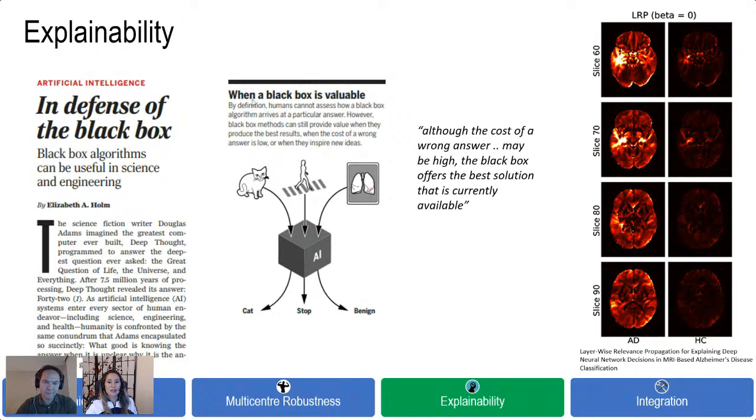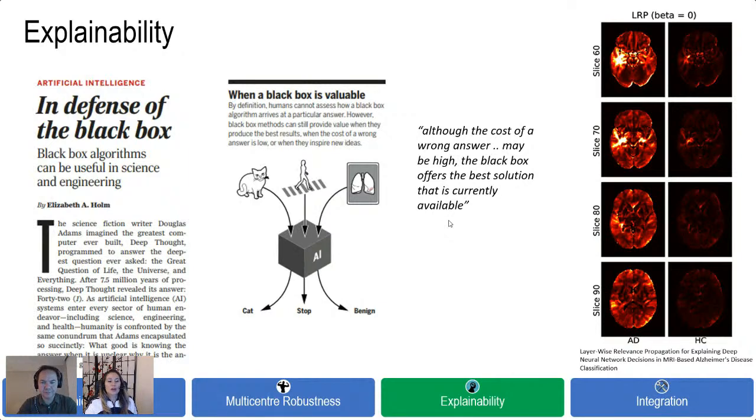This article was written a few years back, and basically it says that a black box is valuable when it produces the best results and when the cost of a wrong answer is low, or when it inspires new ideas. So that was kind of the going idea for a little while. But the black box offers the best solution that's currently available. Like you saw, the accuracy was much higher than the traditional approaches. So I'm getting more accurate results.